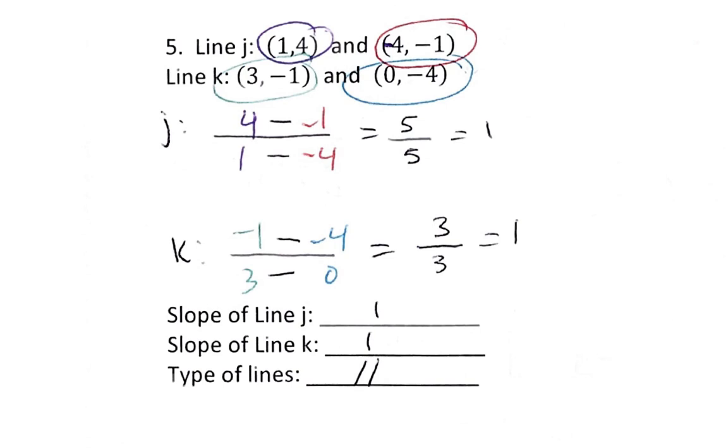Right, number 5, we have line J ends up with a slope of 5 over 5, which is +1. K also has a slope of +1, right? 3 divided by 3 is +1. So since they both have a slope of 1, the lines are parallel.